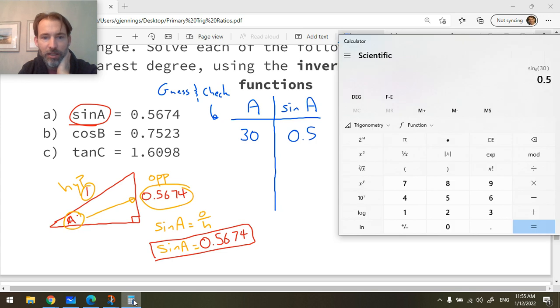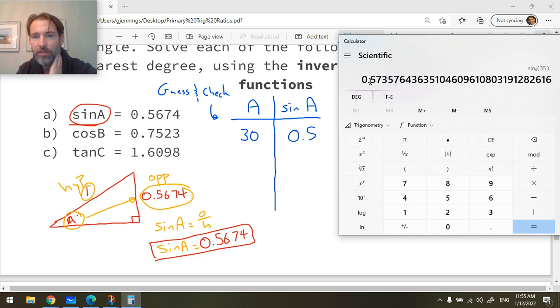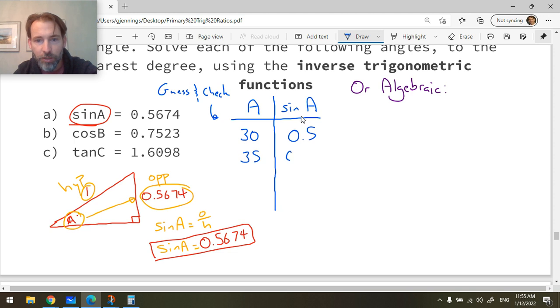Now I want something that's a little bit bigger than that because I'm looking for 0.56. So I'm going to guess an angle that's a little bit bigger. Let's try the sine of 35. That's 0.57357. 35 returned 0.57, a little too big for our liking, but really, really close. So let's try 34. And I'm sure that this is the answer.